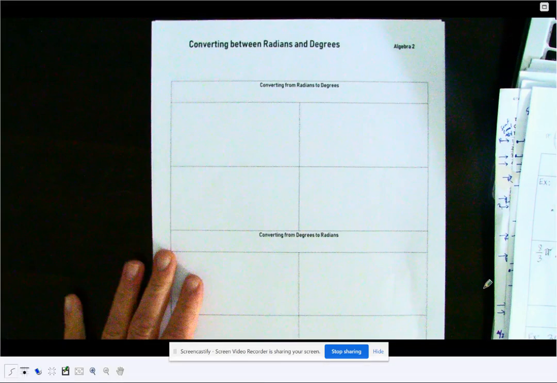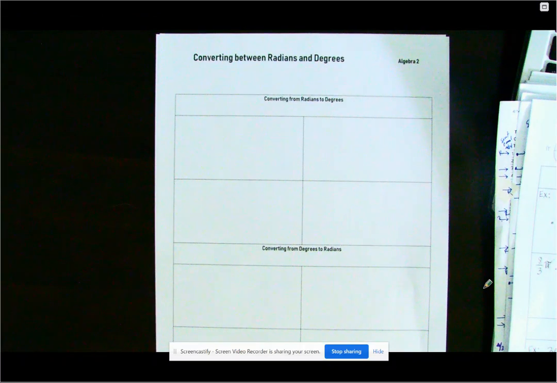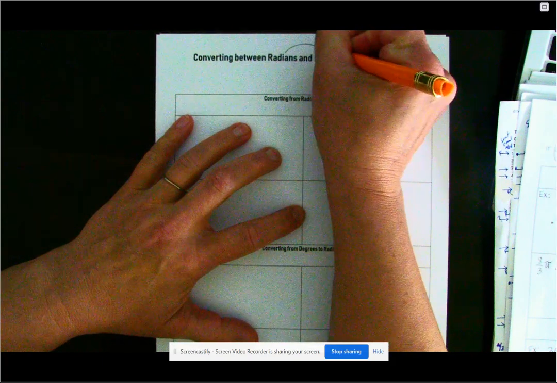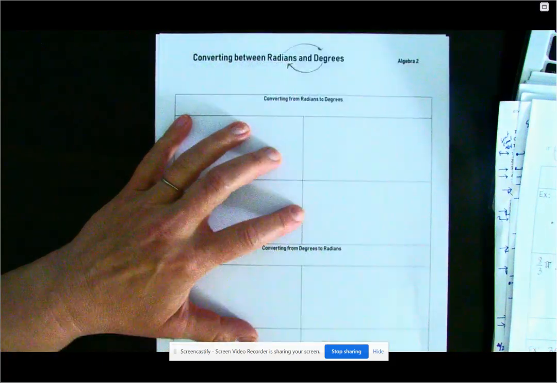Today we're going to go over how to convert between radians and degrees. I'm going to split this up into two videos. The first one will just be from radians to degrees. And then on the second video, we'll go back from degrees to radians, but using the same document.